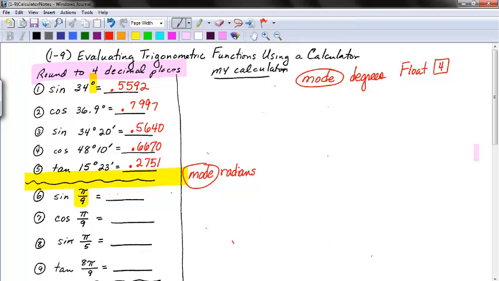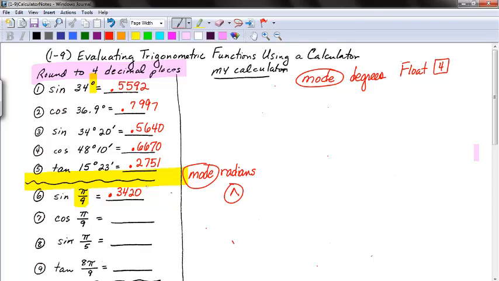Okay, so sine. Now, on this, there is a pi key. It's right above the caret symbol on your calculator. So you're going to do second function and the pi. It will actually show up on the screen. Divided by 9. Should look like that. And I get 0.3420. Everybody okay with that one?